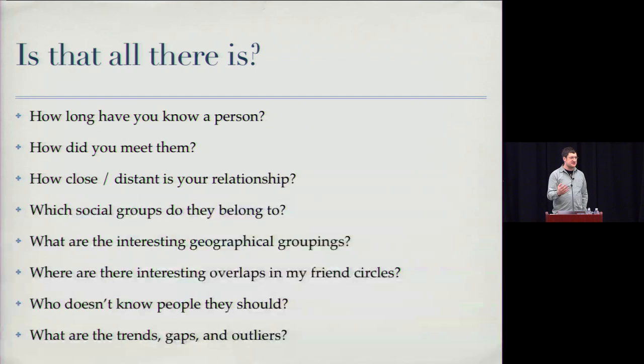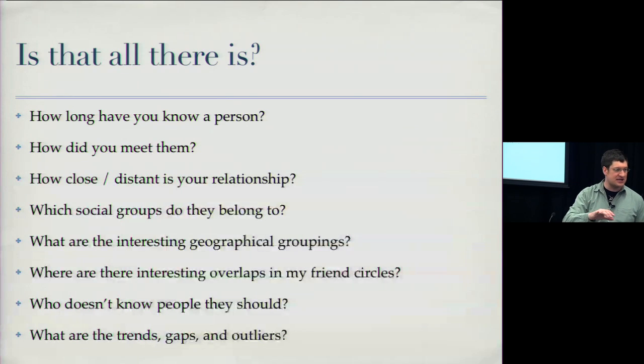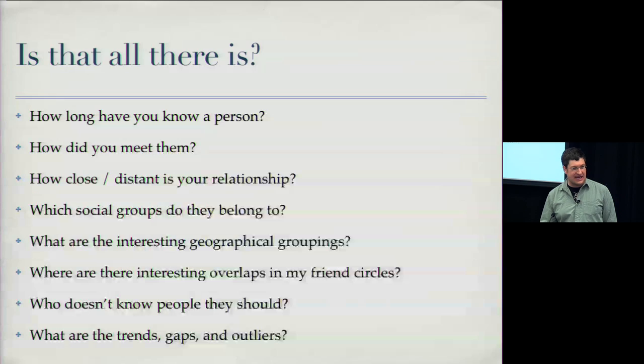But all these other questions of what kind of relationship they have, what groups, what are the geographical affinities that are different from the logical affinities, who spans groups that they don't necessarily belong to. If there's somebody who knows somebody in another group, all kinds of interesting questions could be asked and answered visually that tend not to be. And I think there's great potential there for people to do interesting work with that.